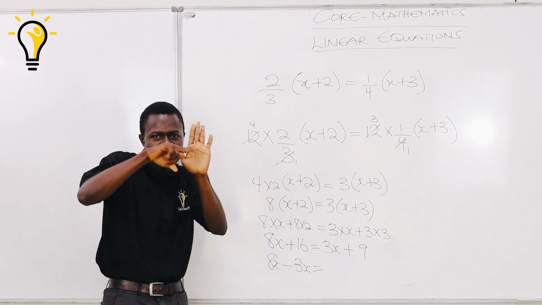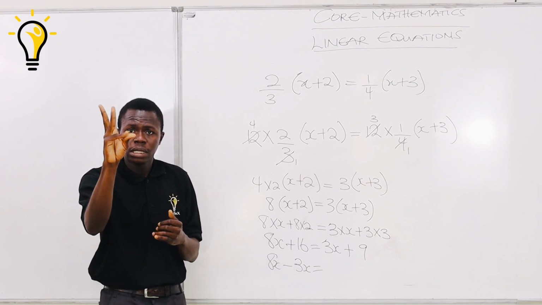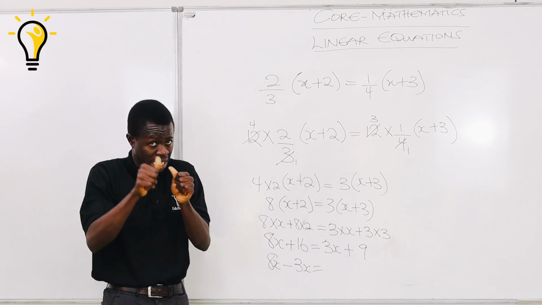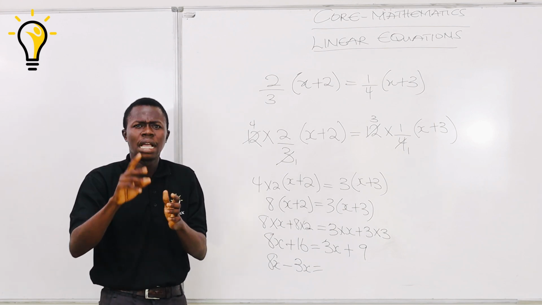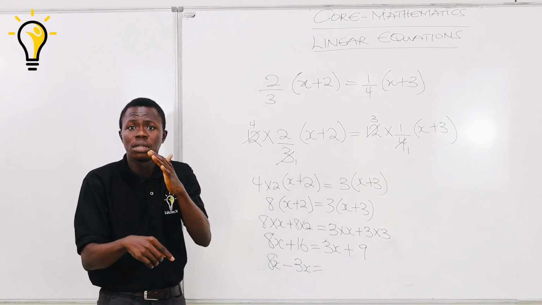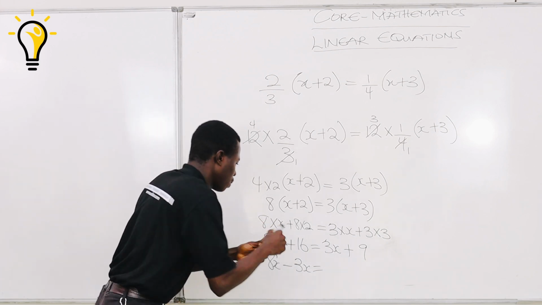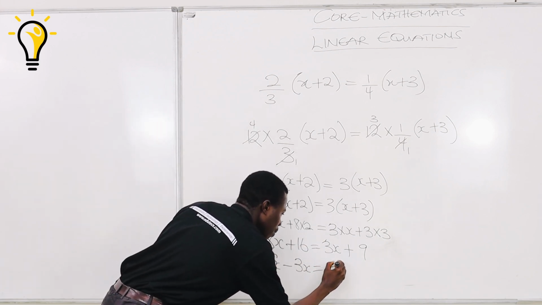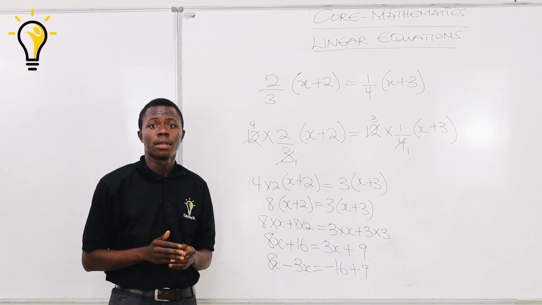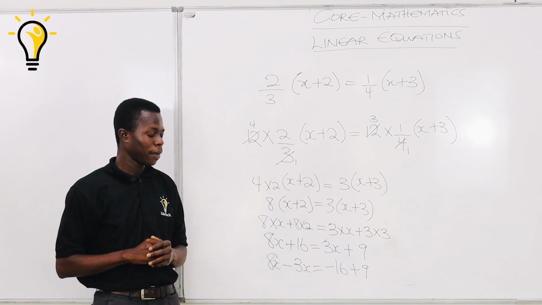Negative 3x. Now 16 has to move to the other side because we are grouping like terms, right? And remember again that 16 is positive. So when it moves to the other side, it becomes negative. So we write that too. Negative 16 plus 9. Good. I hope what we've done is right.